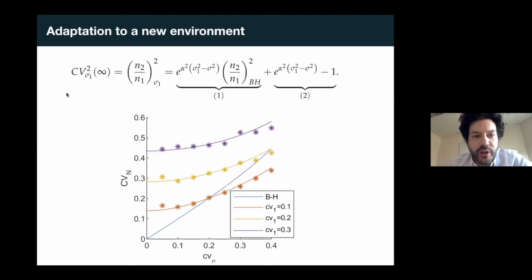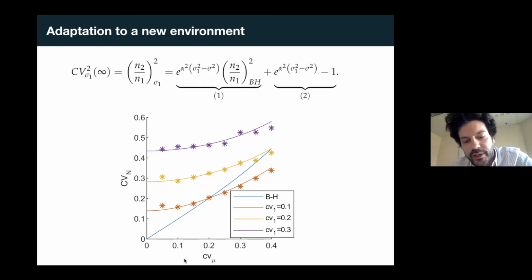So this is the expression for the coefficient of variation of the population sizes. It depends on the standard Bellman-Harris coefficient of variation, and you have this term here. Sigma is the standard deviation of division times in the stable state after 4 generations. Sigma 1 is the standard deviation of the first division time. If you have more than one generation that divides at a different rate, you just need to multiply by the different exponential alpha squared, sigma 2 squared minus sigma squared, times exponential alpha squared, sigma 1 squared minus sigma squared, etc. So you're increasing the noise at each time step.